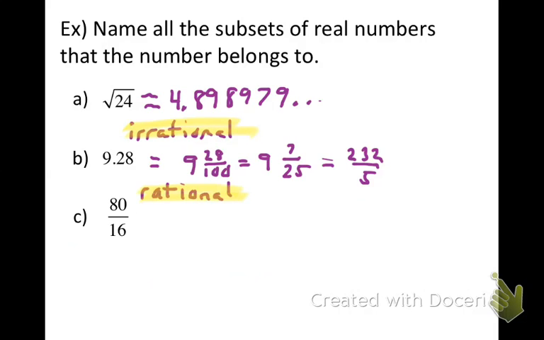All right, now how about 80 over 16? You ought to recognize right off the bat that that's rational because it's already written as a ratio of two integers. 80 and 16 are both integers.